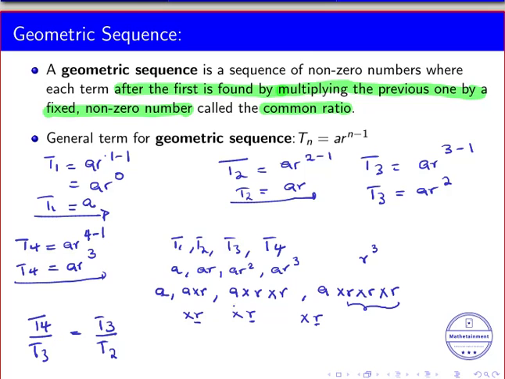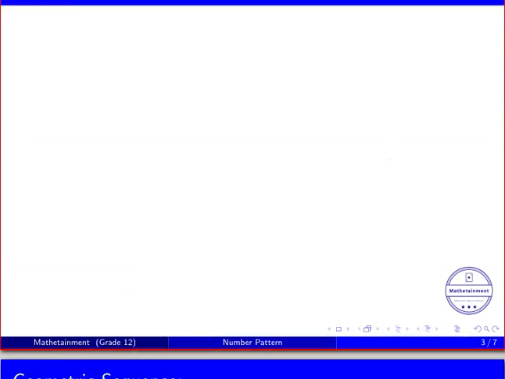So my term number 4 over term number 3: term number 4 is AR to the power of 3 over term number 3, which is AR to the power of 2. It should be equal to term number 3 over term number 2.